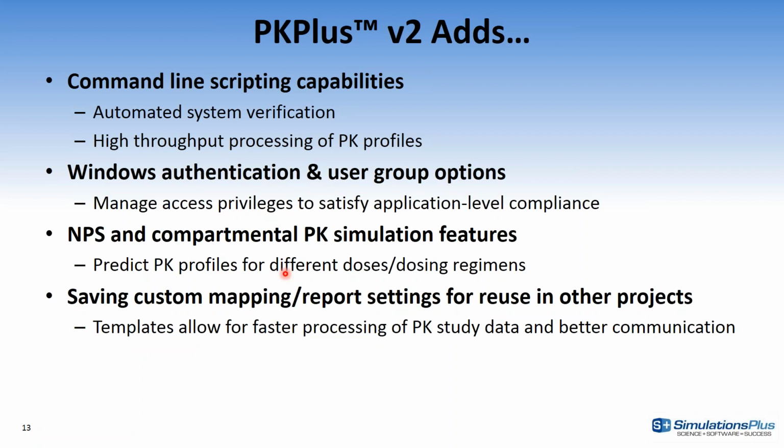So version 1 was focused on all things PK modeling, being able to do the non-compartmental and compartmental PK fitting with your data. Now we've extended that with version 2 to do the predictions or simulations. Both non-parametric superposition and compartmental PK simulation features are available to predict curves for different dosing regimens. And then, as mentioned, you can now save your mapping and report settings for reuse in other projects. And this should allow for much faster processing of your PK study data and better communication across groups.